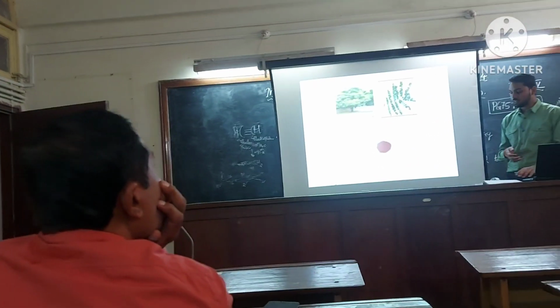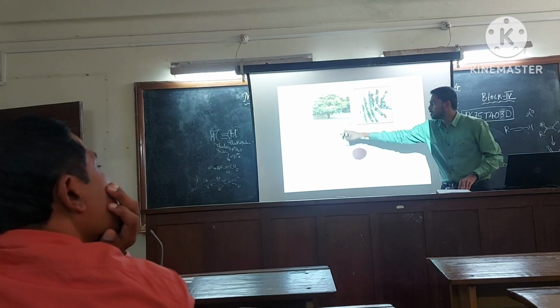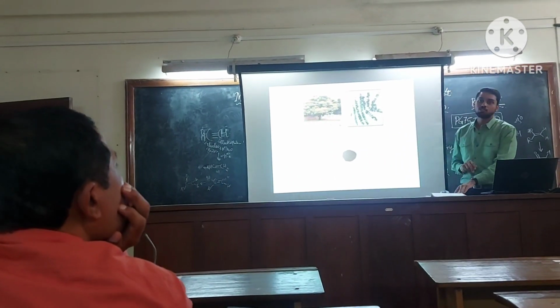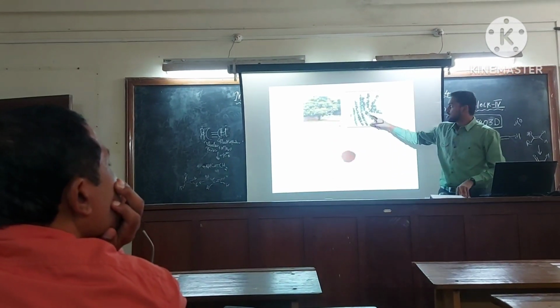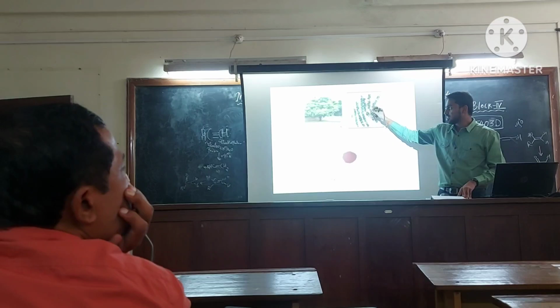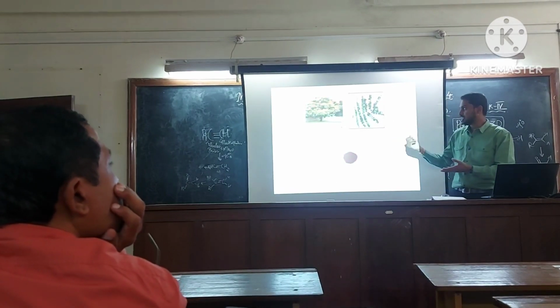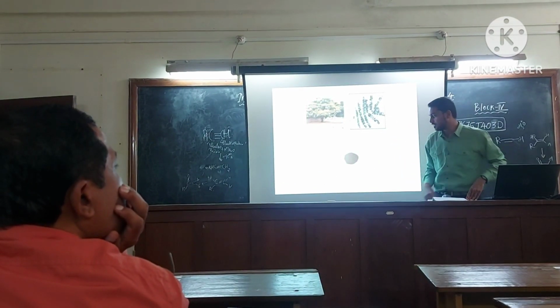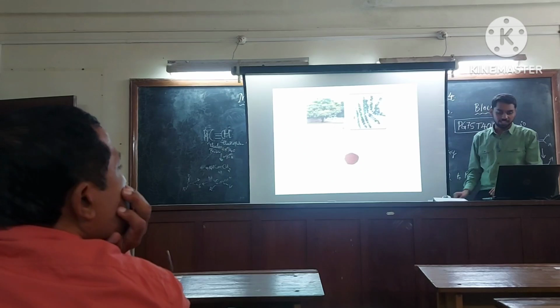So this is the tree from which we have taken. This is a Peltophorum pterocarpum tree. In Kannada it's called Bettadavuli. This is the leaf, and we crushed it, filtered it, and at last we got this as copper oxide nanoparticles.